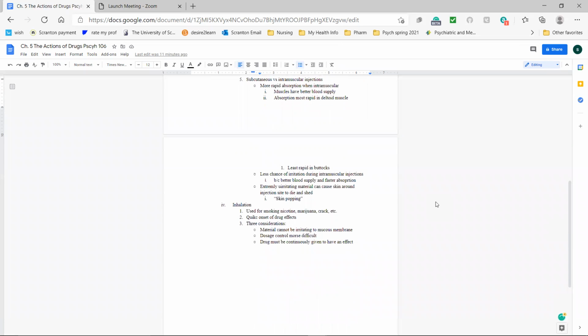The final part of the book just talked about inhalation, which is inhaling drugs through your mouth. This is done when people use marijuana or crack or cigarettes. There's a quick onset of the drug, and there are 3 considerations that must be had. So first, the material can't be irritating to the mucous membranes. It's also hard to control the dosage, and the drug must be continuously given in order to continue to have an effect. So it wears off pretty quickly.